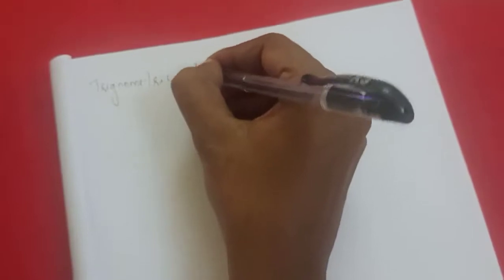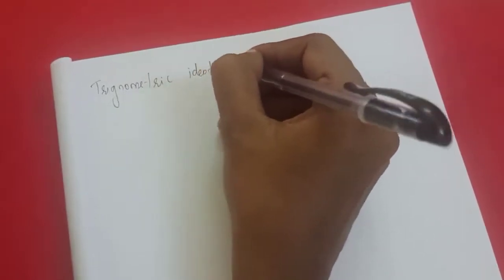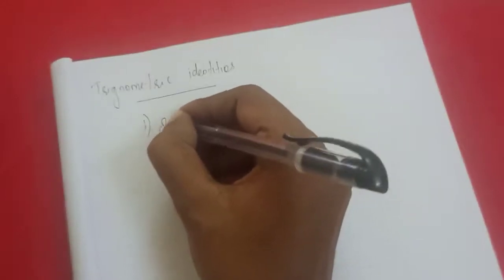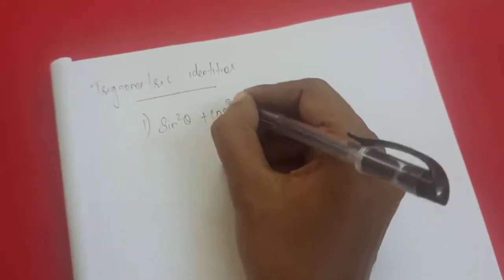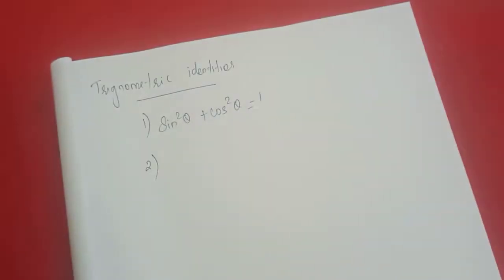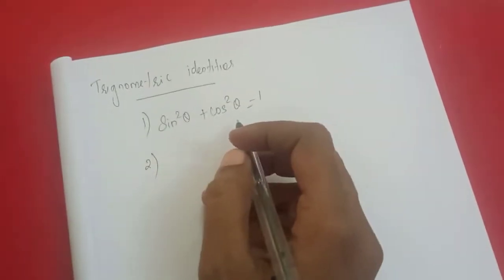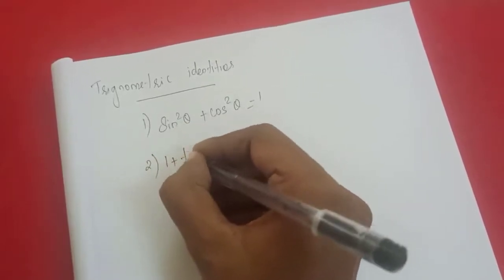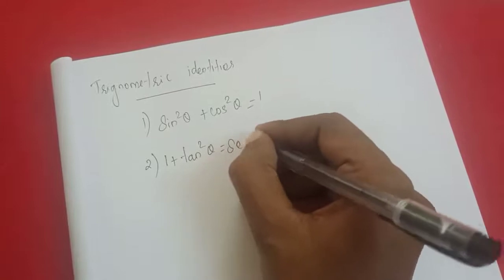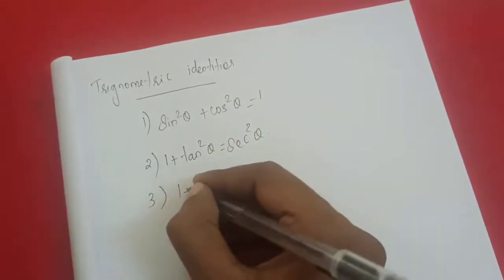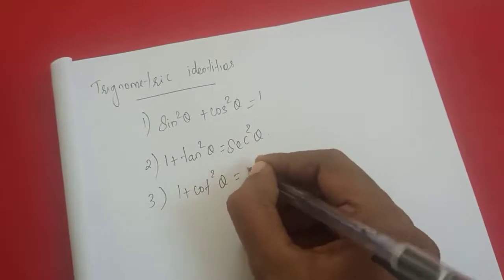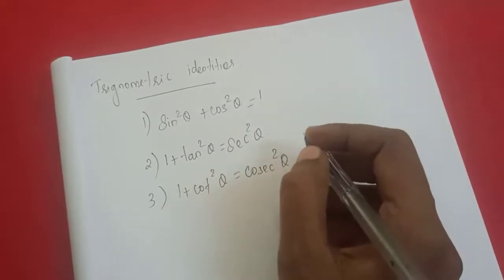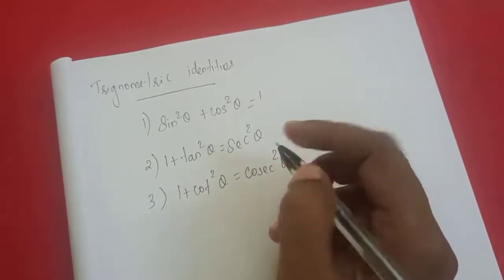Some more formulas related to trigonometry, that is trigonometric identities. Keep it in mind. Sin square theta plus cos square theta equal to 1. Same as that, 1 plus tan square theta is equal to secant square theta. Same as that, 1 plus cot square theta is equal to cosecant square theta. These are the three fundamental trigonometric identities you need to learn by heart very thoroughly.